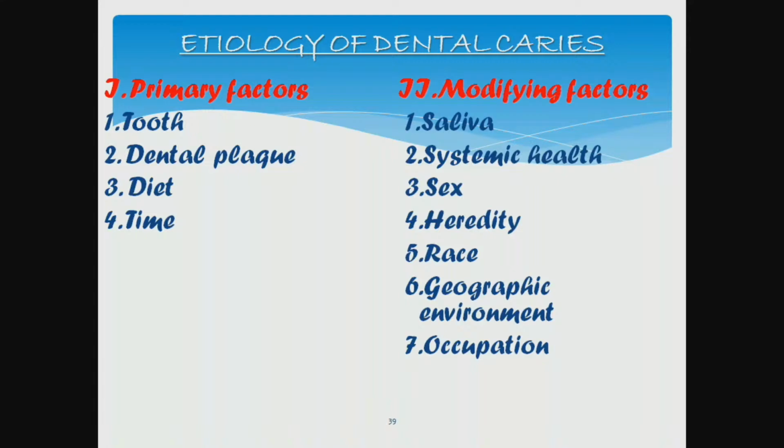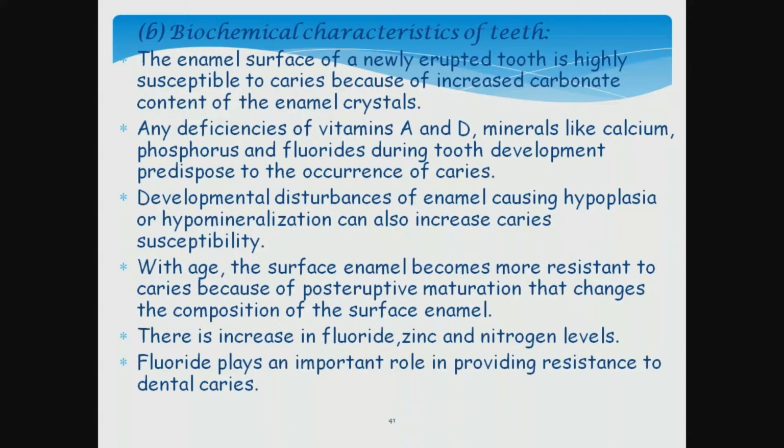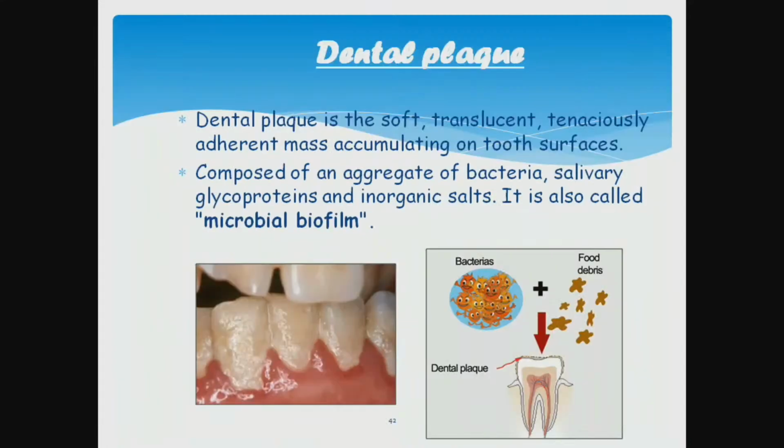So the primary factors are, of course, your tooth, plaque, diet, and time. The modifying factors are if you have less saliva; females tend to eat more chocolate, so they're more caries prone; and hereditary, race, occupation, all these things matter. Fine. So what about the tooth surfaces, what are the characteristics? And what is this plaque?